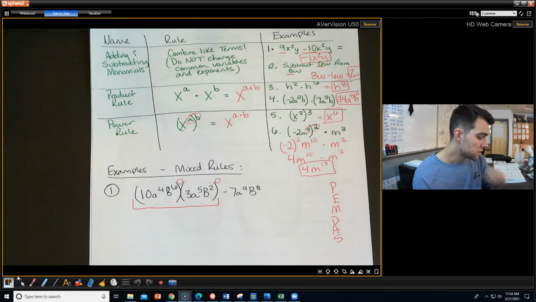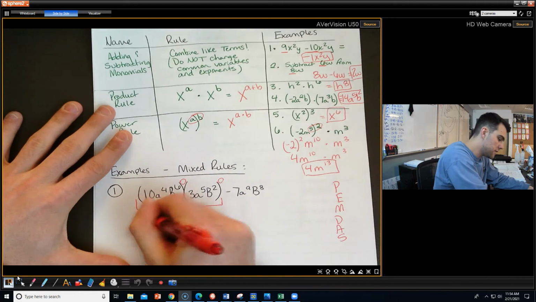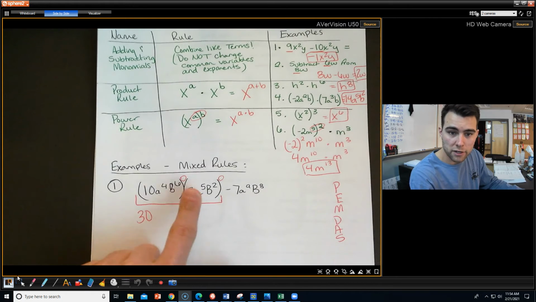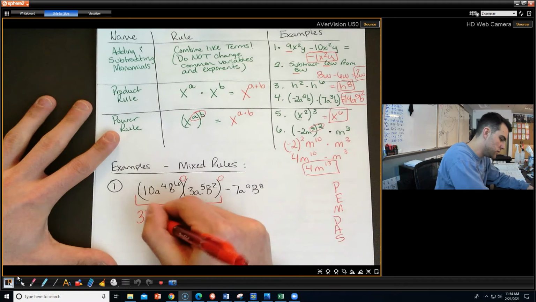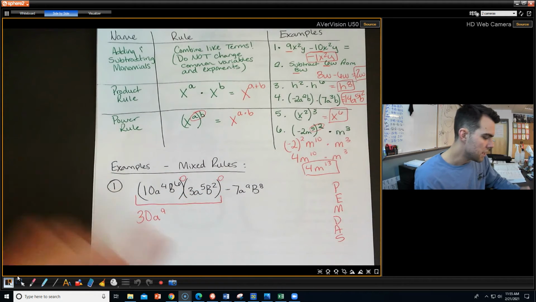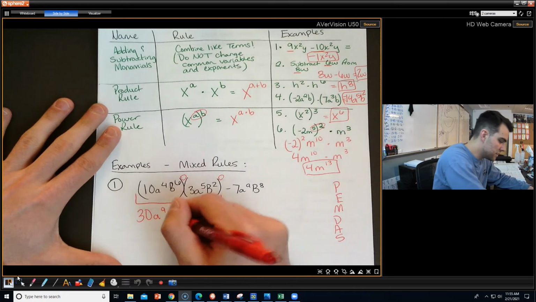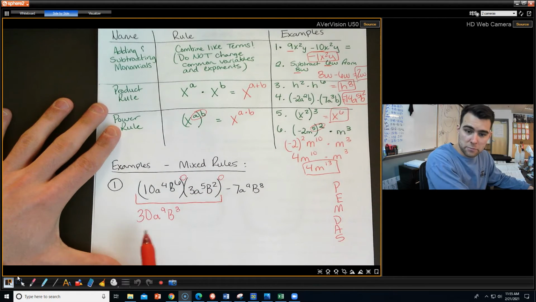All right. So again, coefficients will actually multiply. 10 times 3 is 30. The variables and their exponents, they will add because of the product rule above. So a to the 4th times a to the 5th is a to the 9th. And then b is going to go to the 8th power. 6 plus 2 is 8. Okay, so that whole piece turned into that, simplified it.